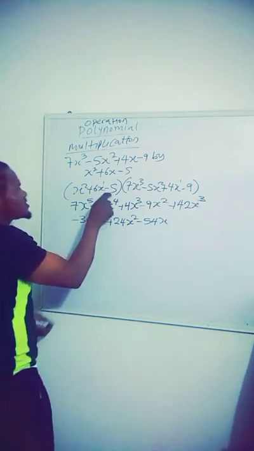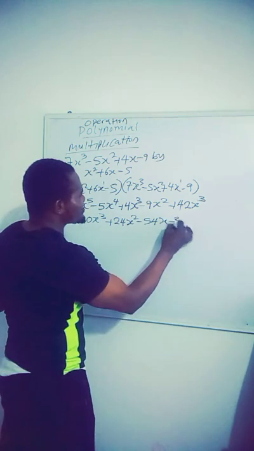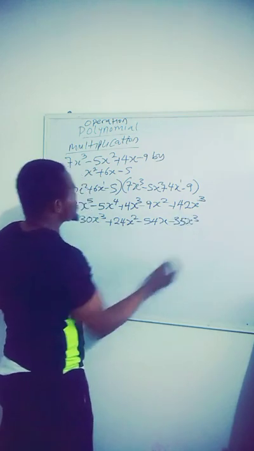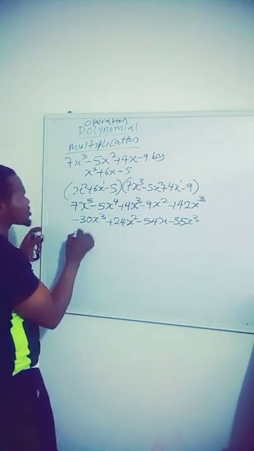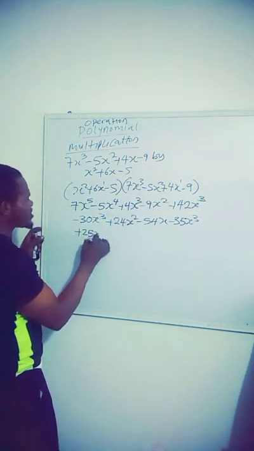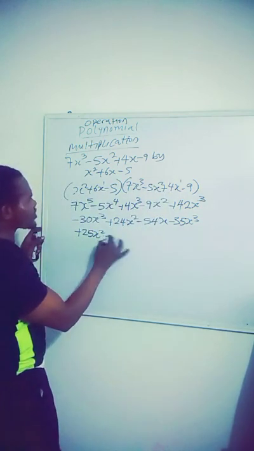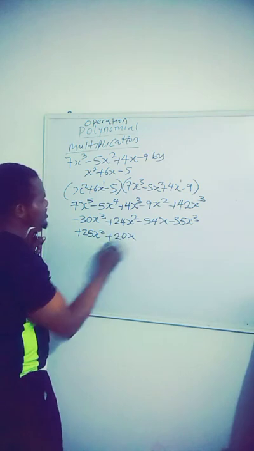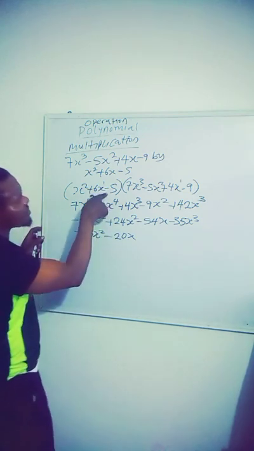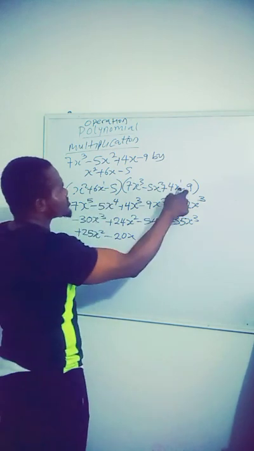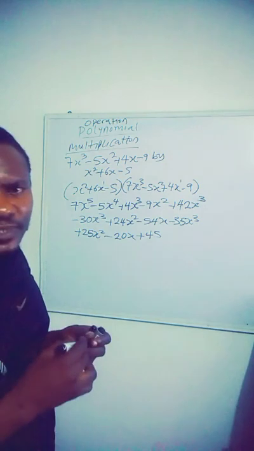Then the last one is minus 5. Minus 5 times 7 is minus 35x raised to power 3. Then minus 5 times minus 5 gives us plus 25x squared. Then minus 5 times plus 4 gives minus 20x. Then minus 5 times minus 9 gives us plus 45. So is that clear?